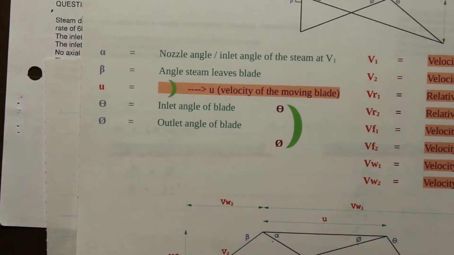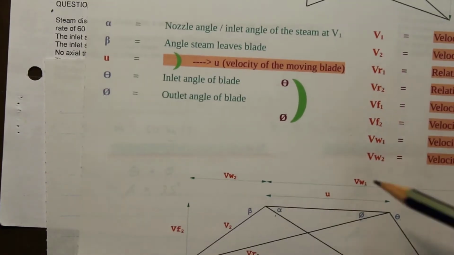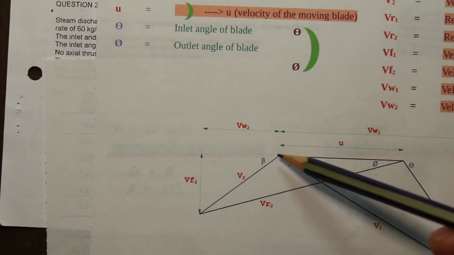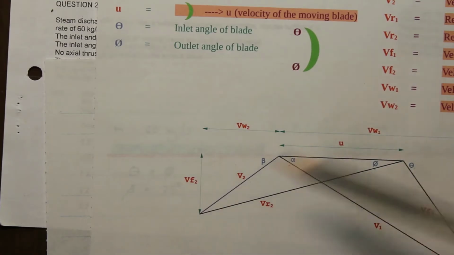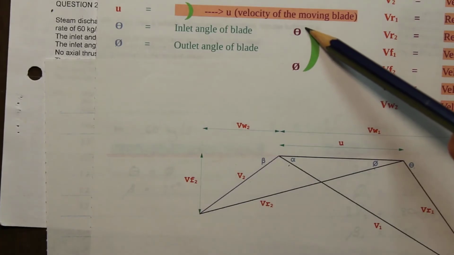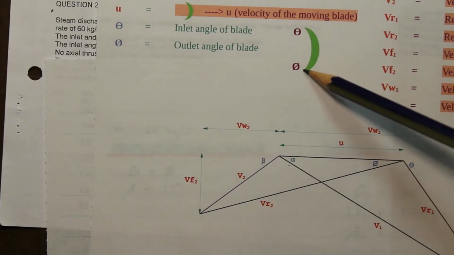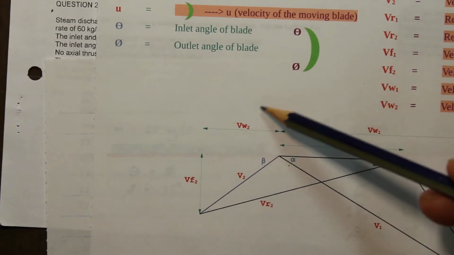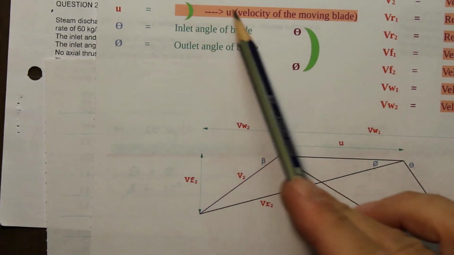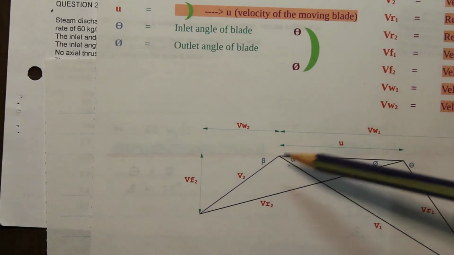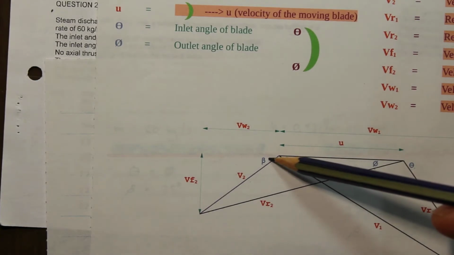Okay, so what has that got to do with the fixed blades? As you know, as it leaves the first set of moving blades, it goes into the fixed blades. And what they want when they design this turbine is that the angle at which the steam strikes the fixed blade will be the same angle as it leaves the moving blade. Okay, so you need to know that. So that angle, 35 degrees, is beta.